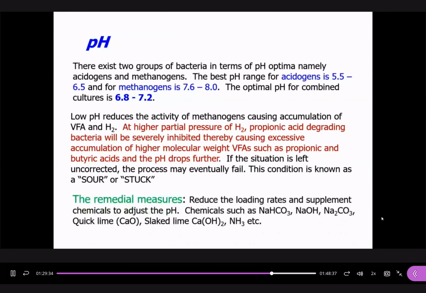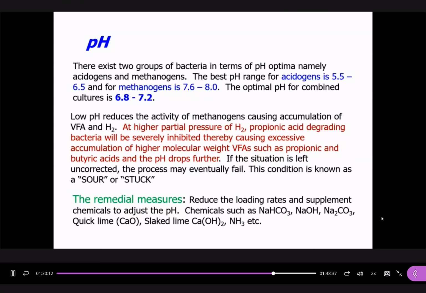And what do we do if the pH is very low? Increase the pH. How can you increase the pH? Add all these: sodium bicarbonate, sodium hydroxide, sodium carbonate, calcium oxide, and lime, calcium hydroxide, and ammonia.